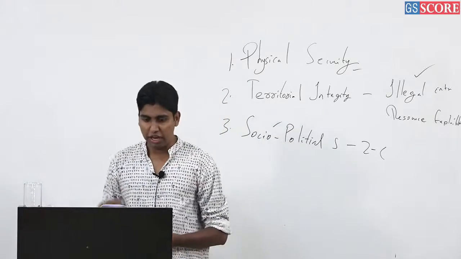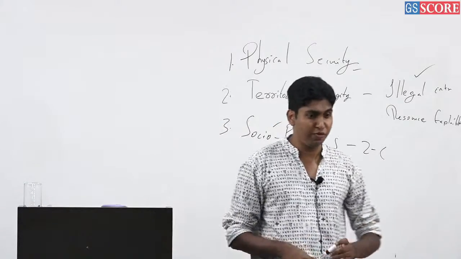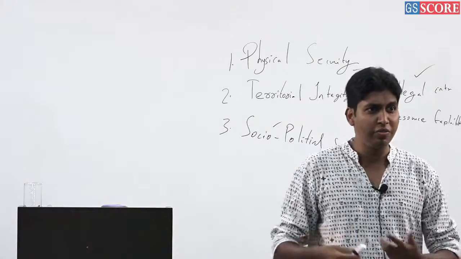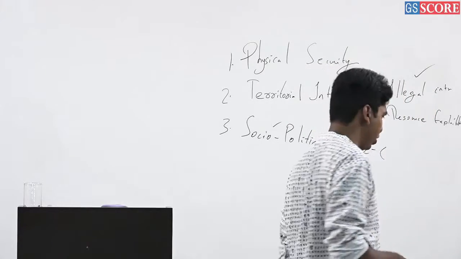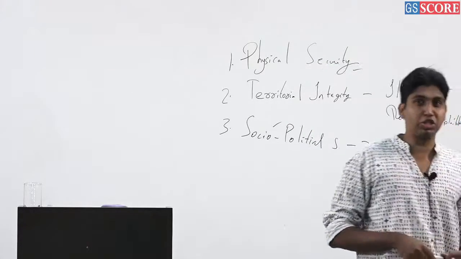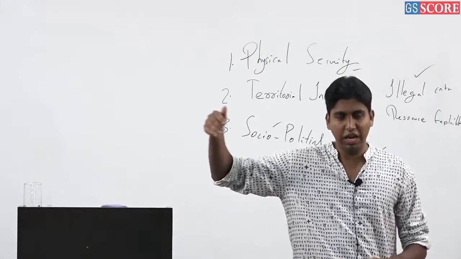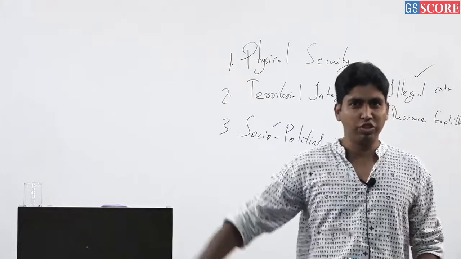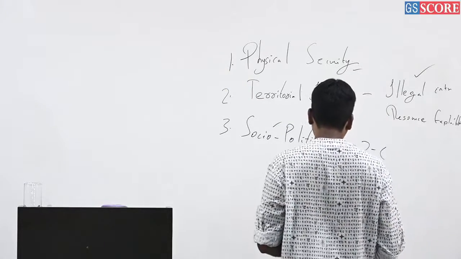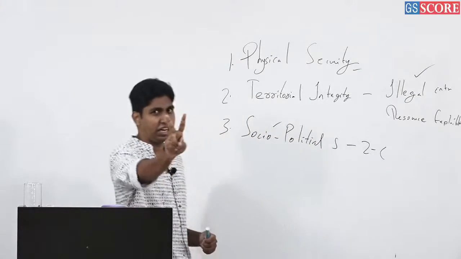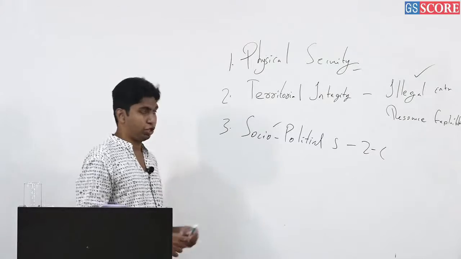Then it also has other aspects like freedom from oppression and crime. We all wish to live a peaceful life. We need to be free from oppression and crime at the hands of other people in society. We want to live a peaceful life with a good standard of living. So this is the second component of socio-political security.